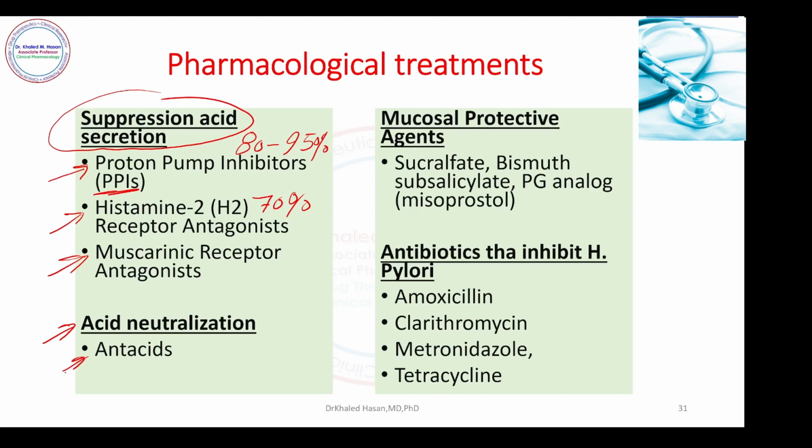What about the mucosal protective agents? We can use sucralfate, bismuth subsalicylate, and prostaglandin analogs such as misoprostol. If the patient undergoes endoscopy and biopsy and it is confirmed they are infected with Helicobacter pylori, we can go with antibiotics combined with other medication to eradicate Helicobacter pylori. We have amoxicillin, clarithromycin, metronidazole, and tetracycline. We can also add levofloxacin, for example, which belongs to the fluoroquinolones.